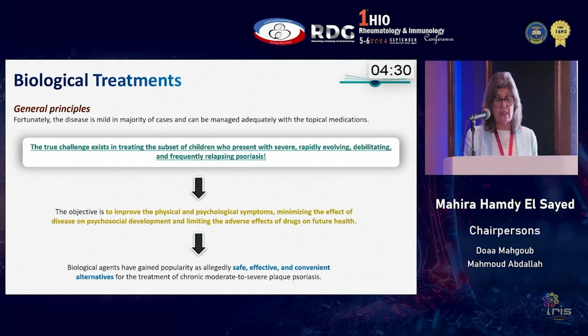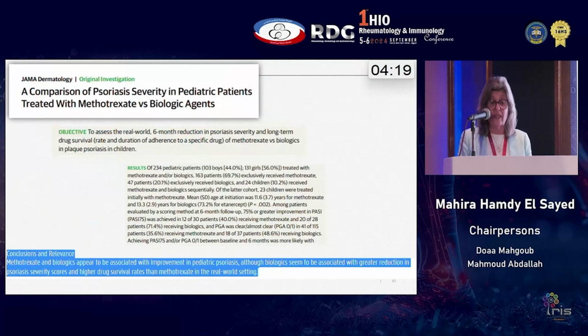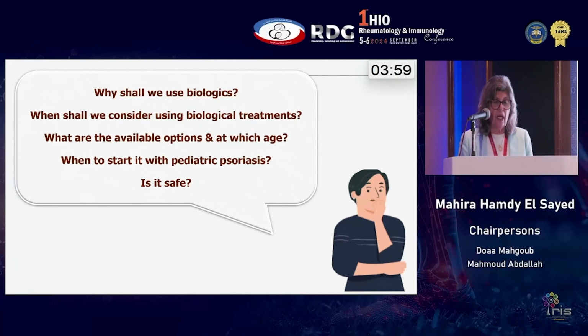The biologics, when should I consider biologic treatment? Especially in severe cases, rapidly evolving, debilitating, affecting the quality of life, affecting the family itself. And this is a paper that was published comparing the treatment with methotrexate and the biologics. They both were associated with a great reduction in the PASI score, but they found that the drug survival was better with the biologics than methotrexate.